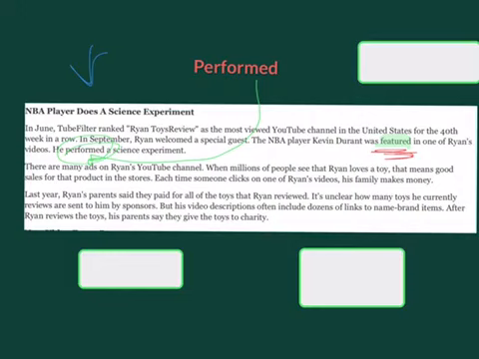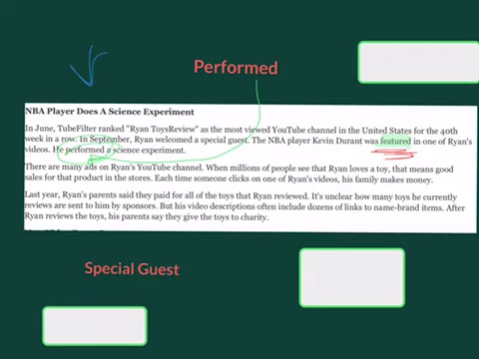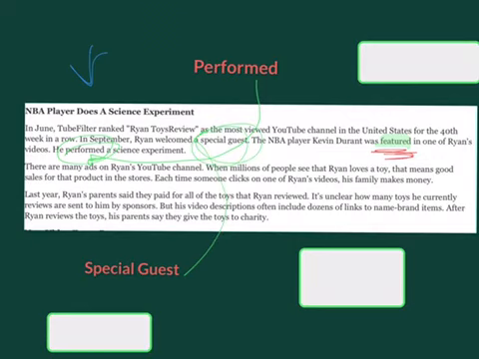Another clue that I'm interested in is this one down here, special guest. The words special guest pop up right there. Ryan welcomed a special guest, which was NBA player Kevin Durant. So I get that featured probably has something to do with Kevin Durant being on Ryan's show. He was the guest. He performed something on Ryan's show.